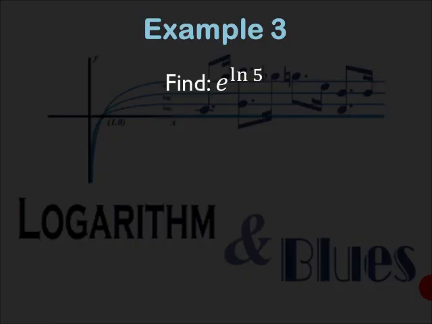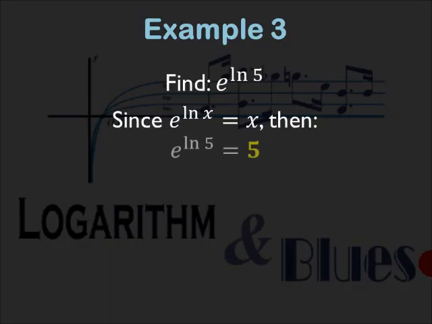Let's look at number 3, e to the natural log of 5. So just as the natural log and e to something power are inverses, e to the natural log of something are also inverses. So e to the natural log of x is equal to x. Therefore, e to the natural log of 5 is 5.